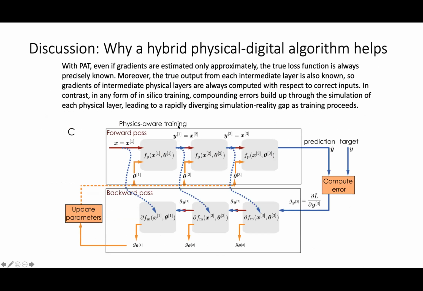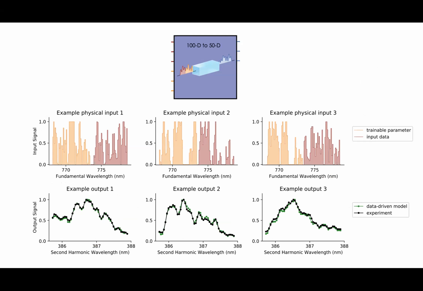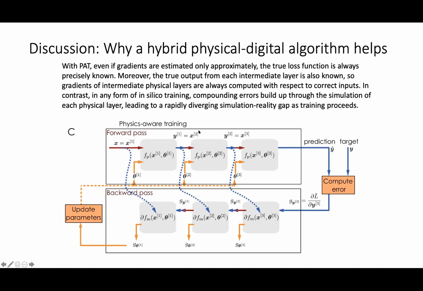Okay, they also show similar things for the other two systems, but that is not that interesting compared with this one, so I will just omit it. In the end, I want to discuss why a hybrid physical-digital algorithm helps. With PAT, physics-aware training, even if the gradients are estimated only approximately, the true loss function is always precisely known.